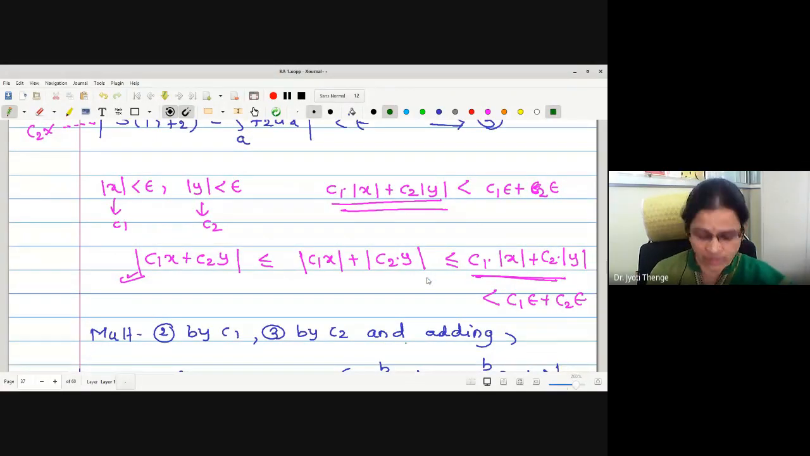Here I just want to make a simple change. Whenever we are taking the mod of c1 x plus c2 y, it can be written as less than or equal to mod c1 x plus mod c2 y. And here we discussed this for positive constants c1 and c2, but the statement is equally true for the negative values also. Therefore, we will just put a modulus here. We will put modulus as mod c1 into epsilon, mod c2 into epsilon.